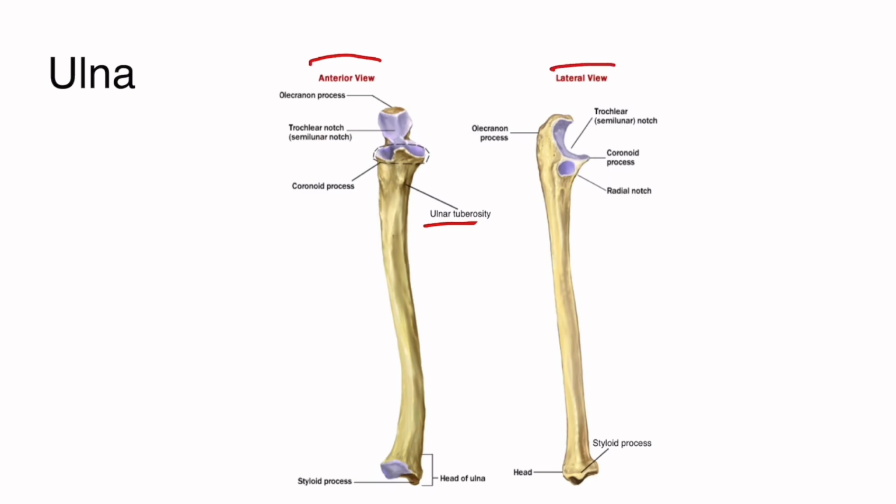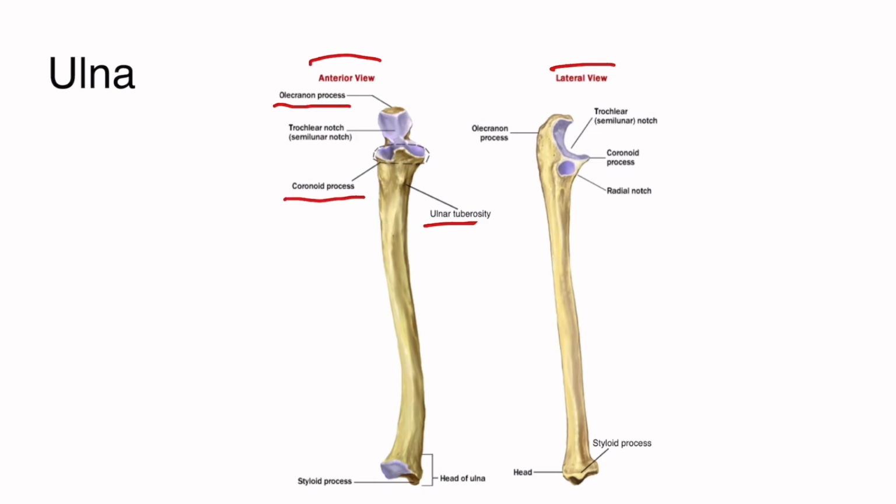We can start with the proximal end near the elbow joint. The first one is the olecranon process. It is a large curved bony projection forming the tip of the elbow. It provides attachment for the triceps brachii muscle, allowing elbow extension, and also it fits into the olecranon fossa of the humerus during the full elbow extension. Please remember the olecranon fossa. It's on the posterior surface of the humerus, and olecranon process fits into the olecranon fossa of the humerus.